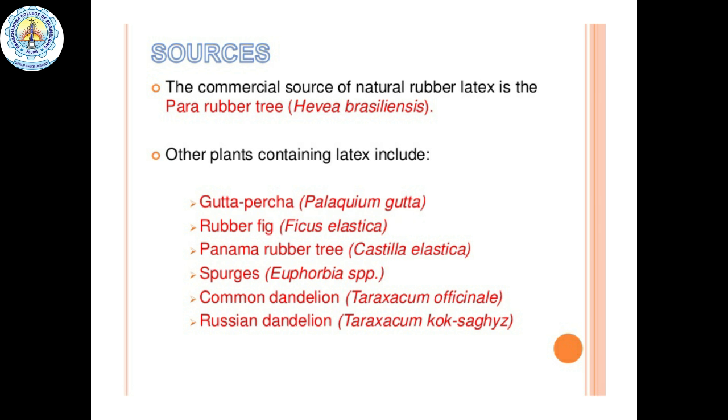So, the commercial source of natural rubber latex is the para rubber tree, that means Hevea brasiliensis, and other plants contain latex which are Gutta percha, rubber fig, Panama rubber tree, spruce, common dandelion, Russian dandelion. These are some of the trees which yield latex.